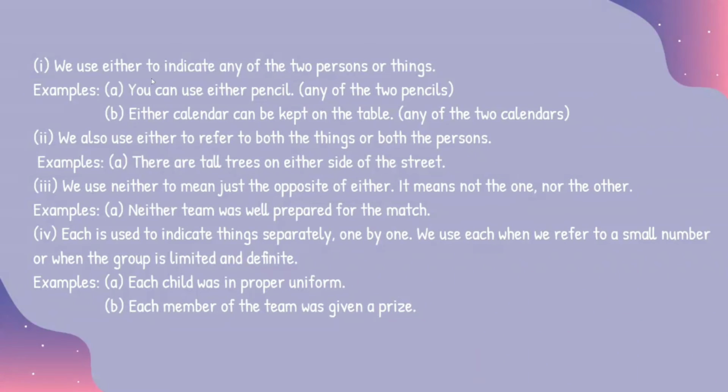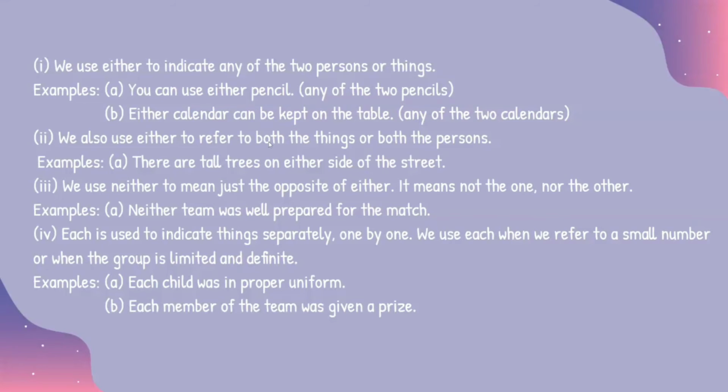Let's know them. We use either to indicate any of two persons or things. Like, you can use either pencil, meaning I am giving you a choice, any of these two pencils. So you can choose any. Either calendar can be kept on the table, meaning I have two calendars and I am giving you the choice. Any of the two calendars you can take.